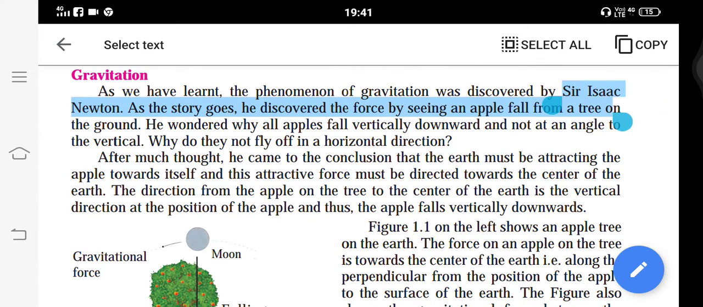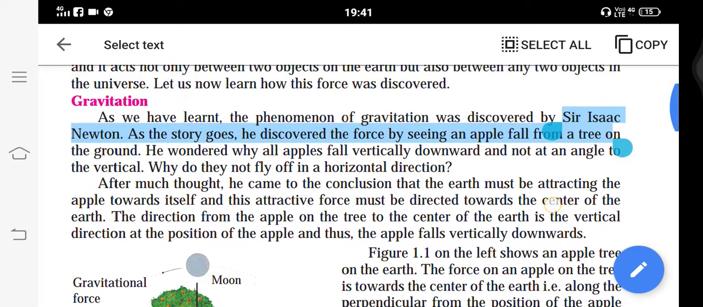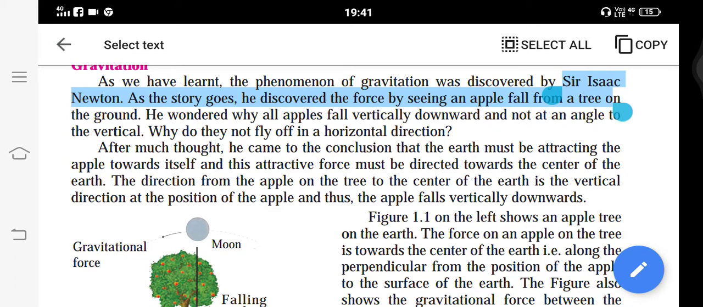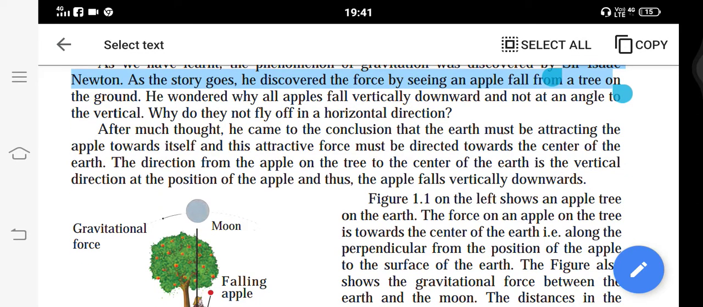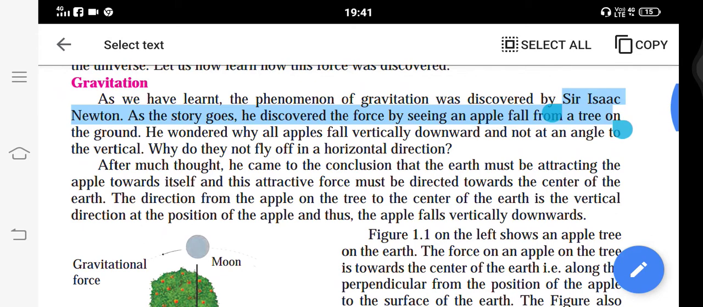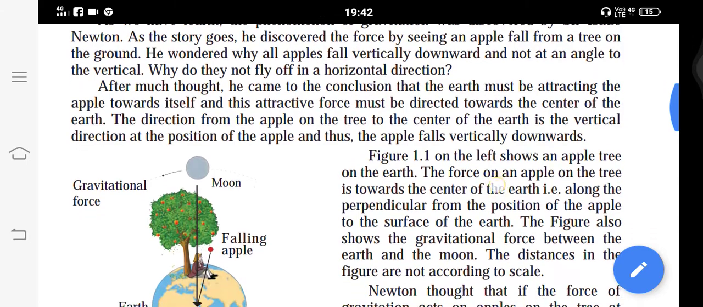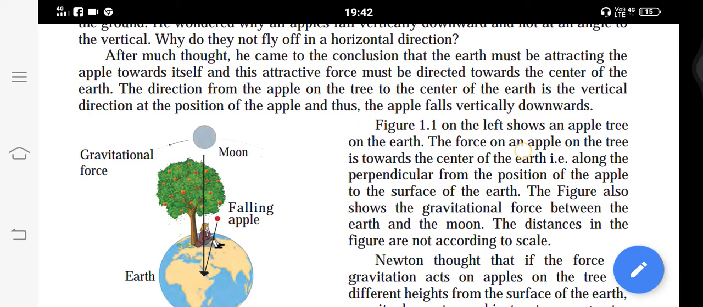As the story goes, he discovered the force on seeing an apple falling from a tree to the ground. Okay, he wondered why all apples fall vertically downward and not at an angle to the vertical. Why do they not fly off in a horizontal direction? That's why there is the invention of gravitation. Once upon a time Sir Isaac Newton was sitting under an apple tree, and at that time an apple fell vertically downward. That's why one question arose in his head: why is the direction of that fruit downwards? So that's why he invented gravitation.